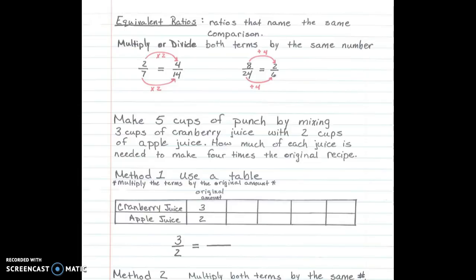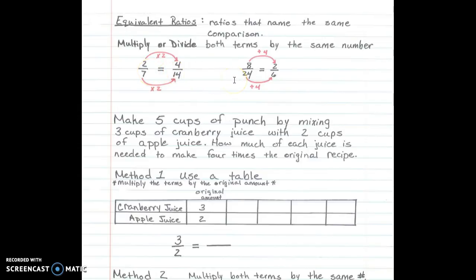So if we have 2/7 and we want to make that a larger number, but still equivalent to 2/7, you would multiply the top by 2, and 2 times 2 is 4, and then multiply the bottom by 2. 7 times 2 is 14. So we have now doubled our original ratio.